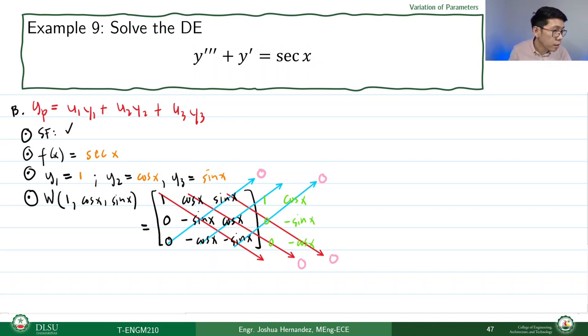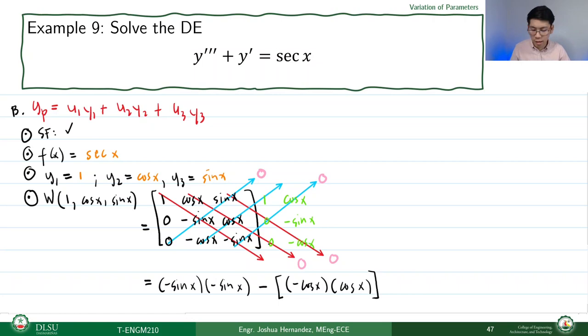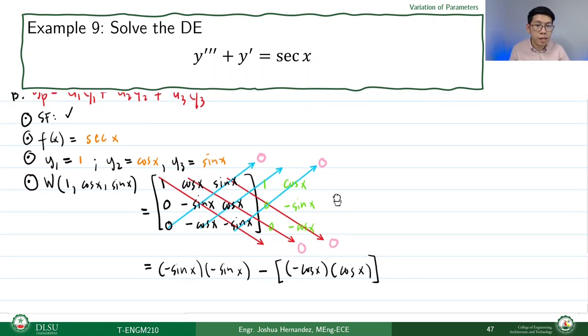We're left with this one, which is negative sine x minus sine x. This gives us negative sine x multiplied by negative sine x. And then, what else? Etong pataas, minus negative cosine x multiplied by cosine x. Okay.